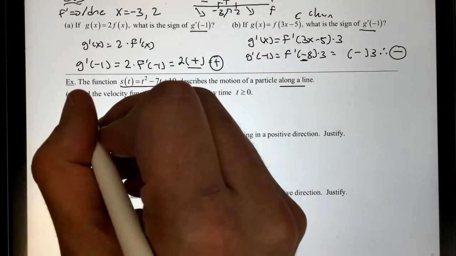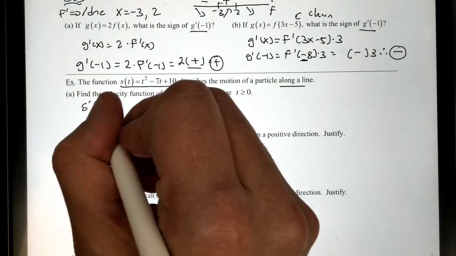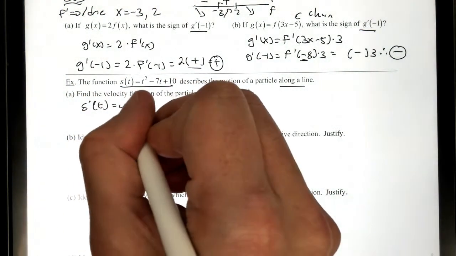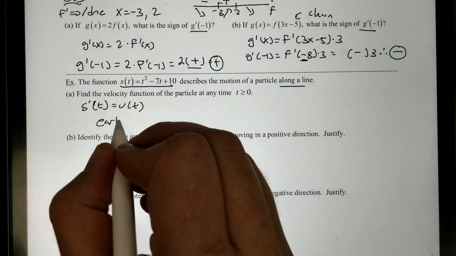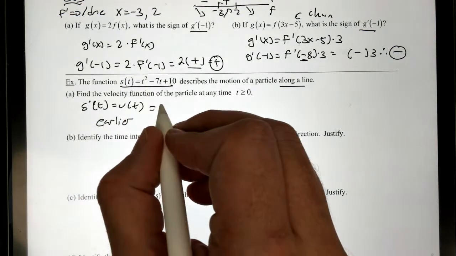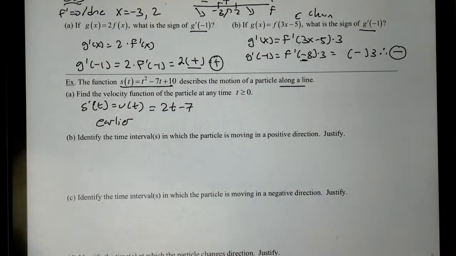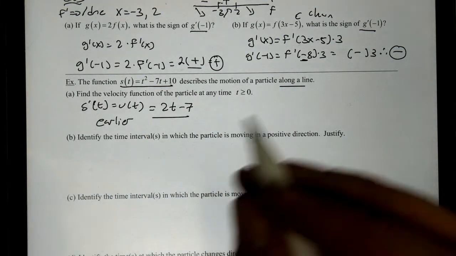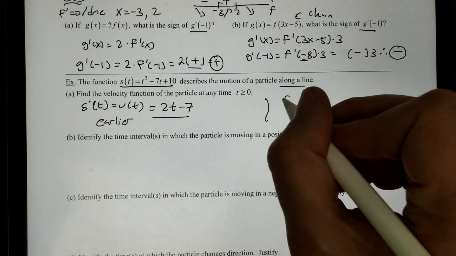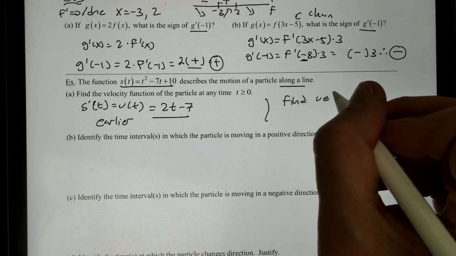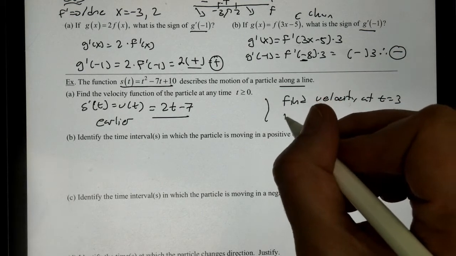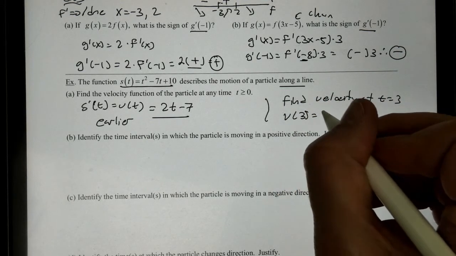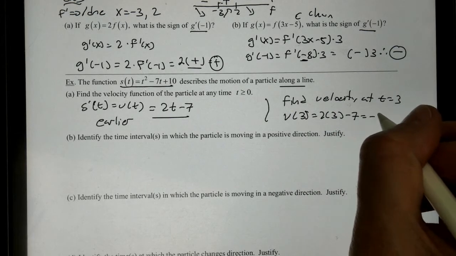We know from physics that the derivative of position is velocity. We talked about that earlier. So if I take the derivative, I get 2t minus 7. There it is. So there's my velocity equation. And if I can use this now, let's say I wanted to find the velocity at t equals 3. I can just plug it in now. V of 3 would be 2 times 3 minus 7, or negative 1.